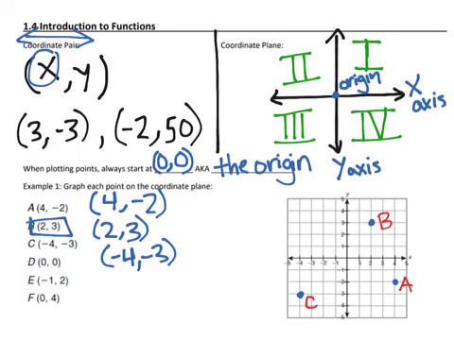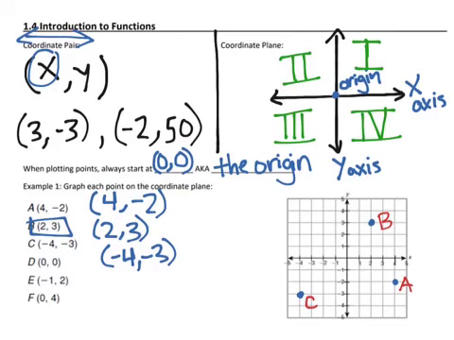Alright, so at this point pause the video and try the rest. I'll write them at the end of the video so that you can check your answers, but go ahead and pause it now and then unpause it and you can check your answers.